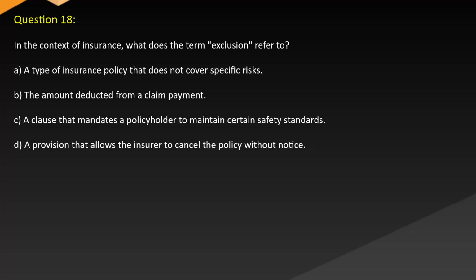Question 18. In the context of insurance, what does the term exclusion refer to? A. A type of insurance policy that does not cover specific risks. B. The amount deducted from a claim payment. C. A clause that mandates a policyholder to maintain certain safety standards. D. A provision that allows the insurer to cancel the policy without notice.